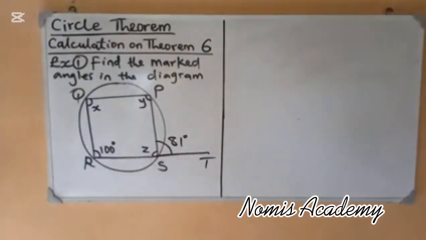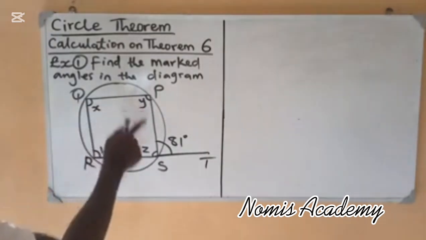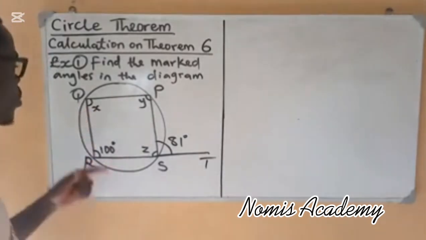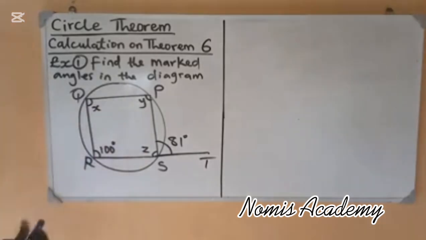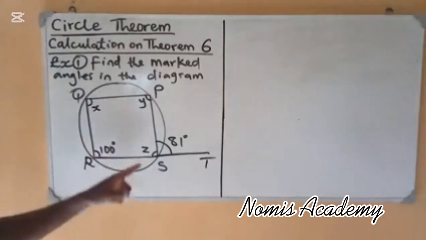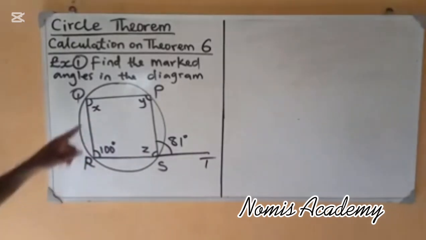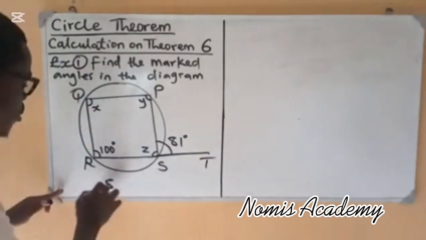So we are asked to find the marked angles in the diagram. The marked angles in this diagram are X, Y, and Z. So we are going to find the sizes of the angles which are marked X, Y, and Z. Okay, let's start alphabetically. Let's find X. Solution.